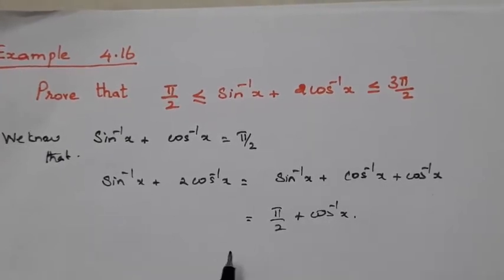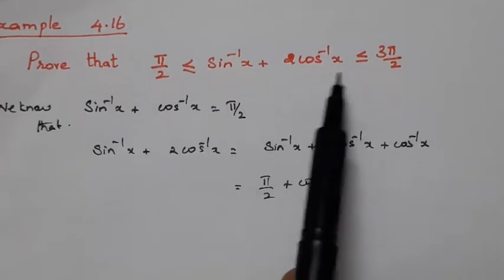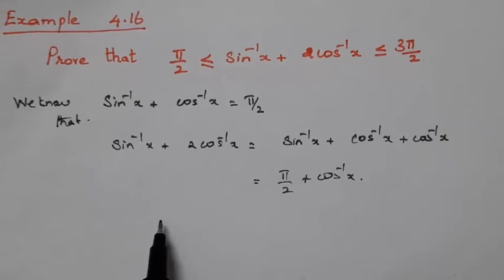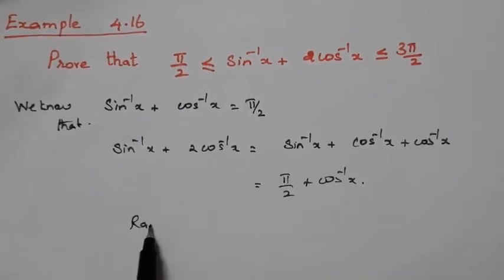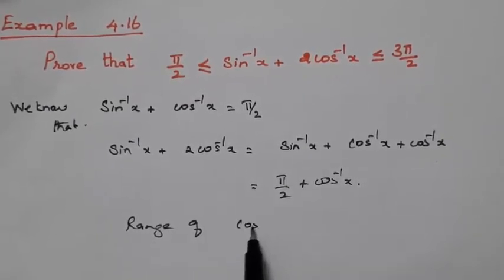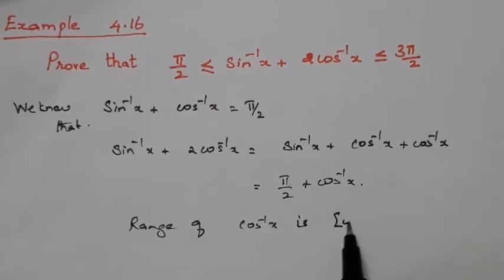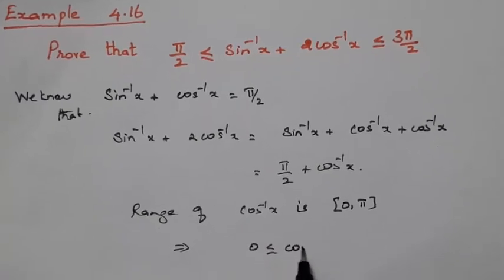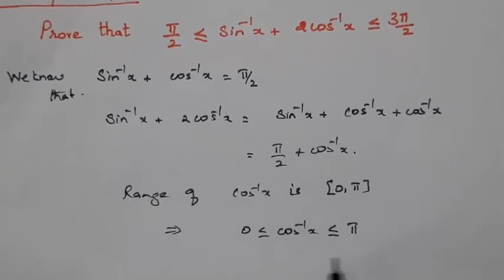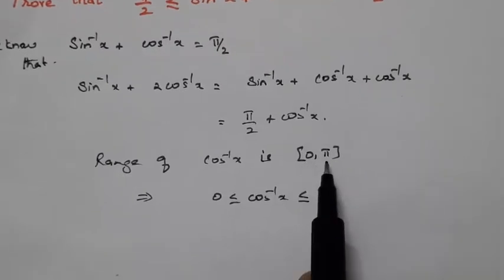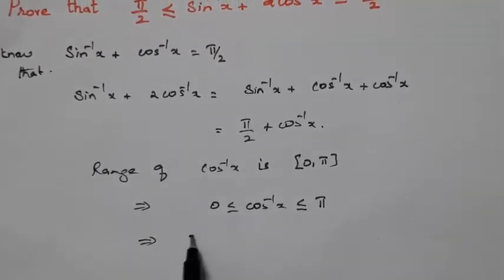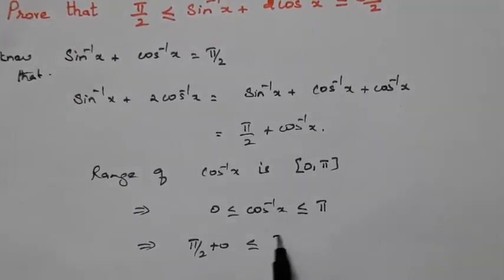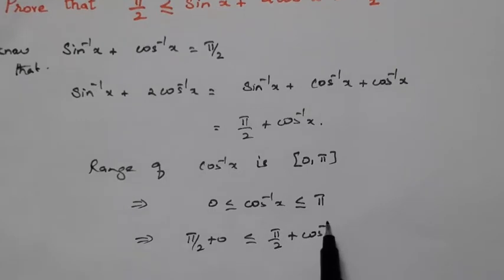Okay. Then after that, how we are going to get this result means, we know that the range of cos inverse of x is the closed interval 0 to pi. Okay. So, range of cos inverse of x is closed interval 0 to pi. This implies that 0 less than or equal to cos inverse of x less than or equal to pi. Cos inverse of x should lie between 0 to pi. Okay. So, let us add pi by 2 throughout, because we need pi by 2 plus cos inverse of x. So, that is why we are adding pi by 2 throughout.